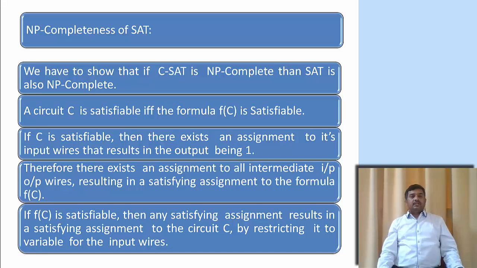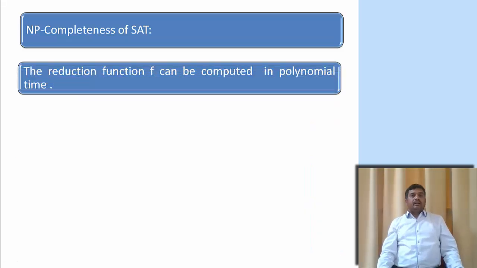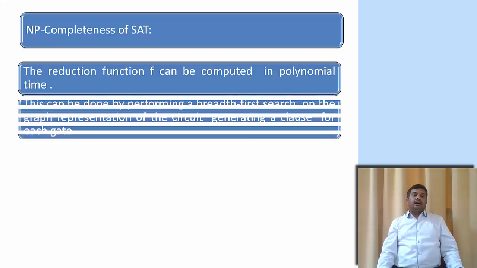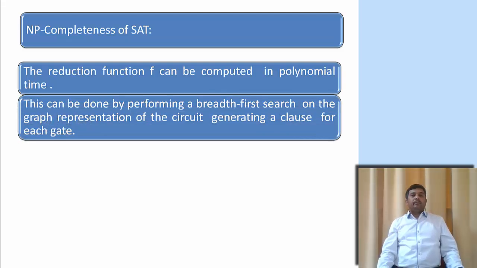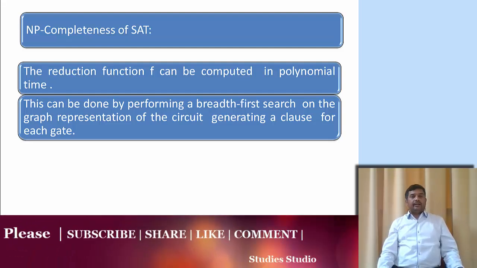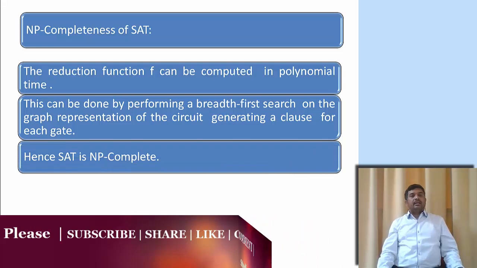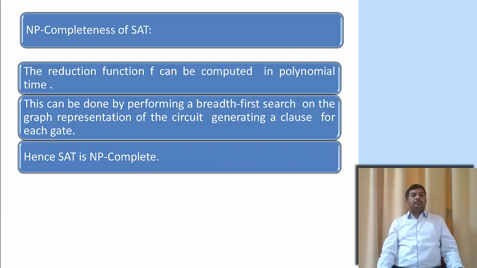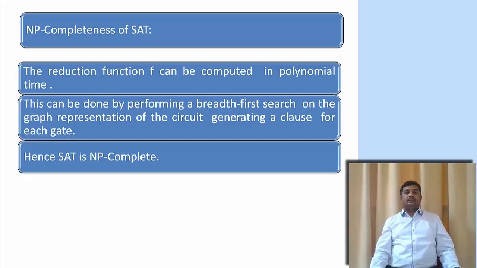If f of C is satisfiable, then we get a satisfying assignment to the circuit by restricting it to the variables of the input wires. Now the reduction function can be computed in polynomial time, and this can be done by performing a breadth-first search on the graph representation of the circuit, generating a clause for each gate. Hence we can say the SAT problem is NP-complete.